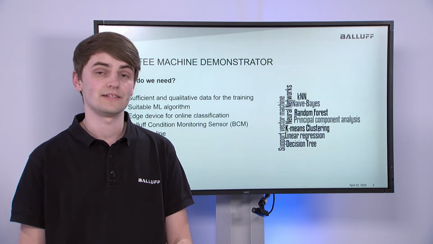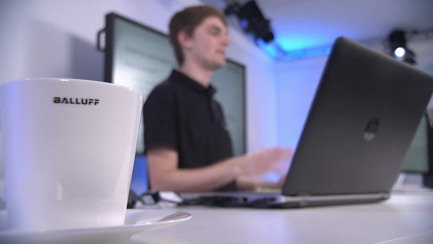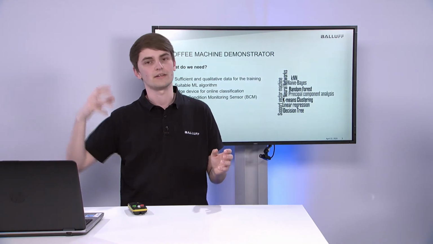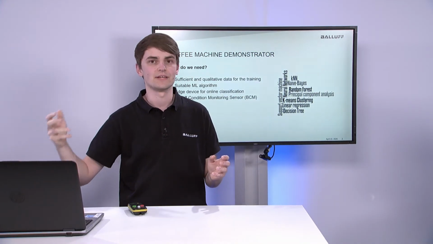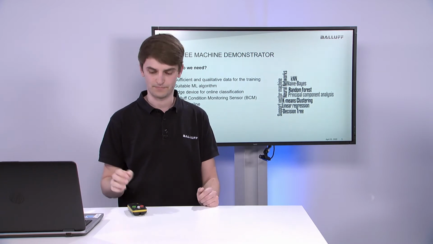And last of all, I need a sufficient data pipeline. A data pipeline is capable of getting my sensor data directly from my sensor to my machine learning system. So I'm able to classify in real time which coffee type is currently being made.